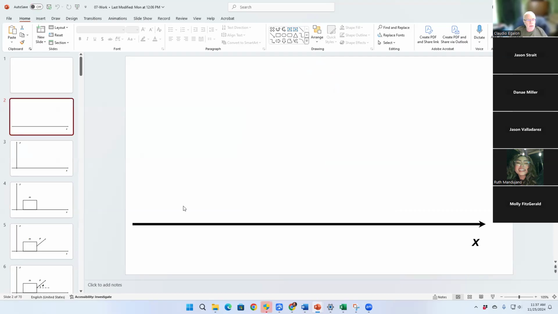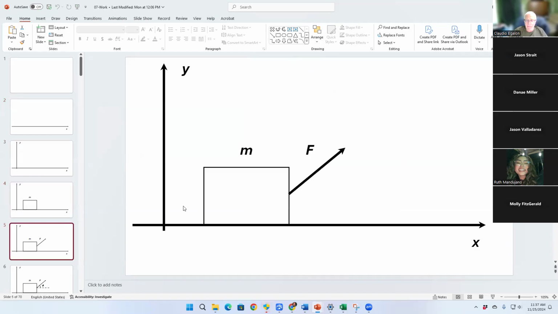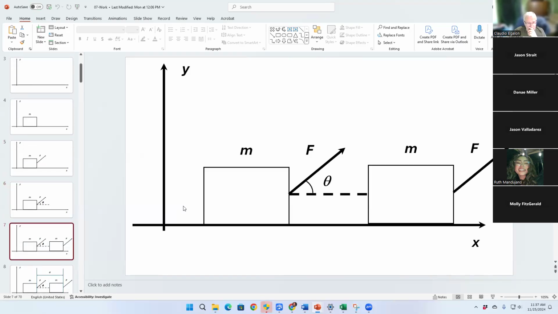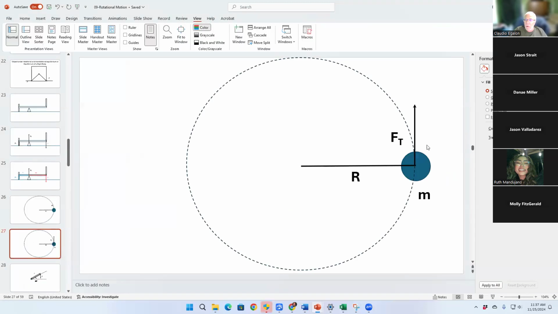In order to define work, we need the x and y axis. We put the mass in the x axis and apply a force. And then we come up with this useful definition that's called work done by a force. The work done by a force is going to be the force multiplied by the displacement multiplied by the cosine of the angle between the displacement vector and the force vector. Okay? So let's go. Definition of work.